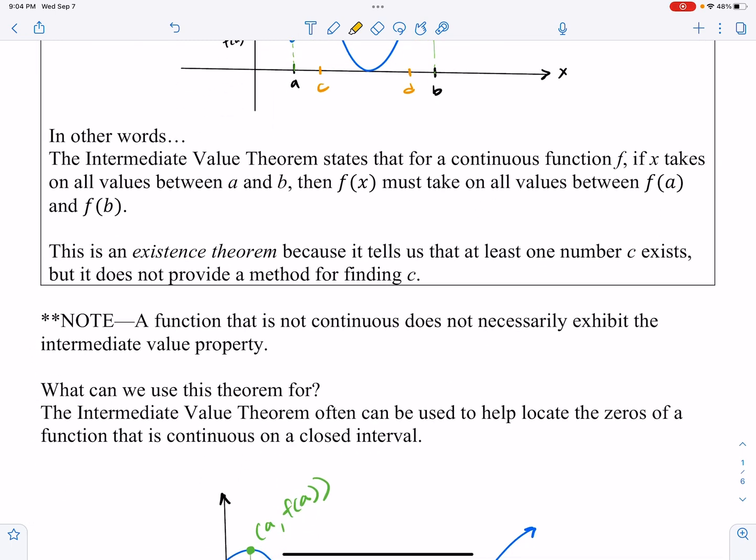So a function that's not continuous does not necessarily exhibit the intermediate value property. A function value that you're looking for could exist, but because the condition of the function being continuous doesn't hold, you wouldn't reference the intermediate value theorem.